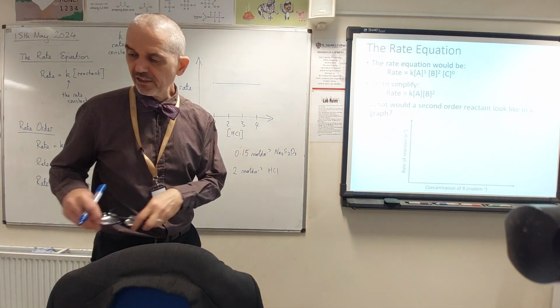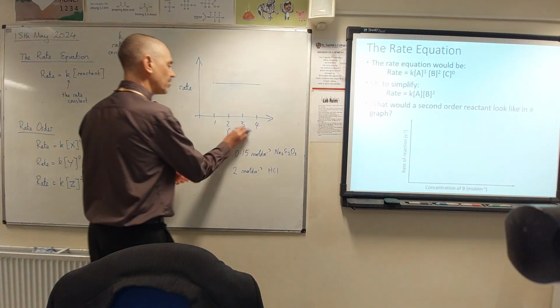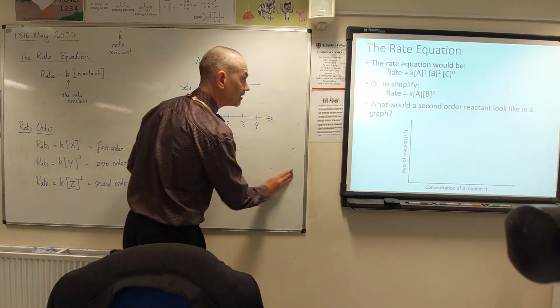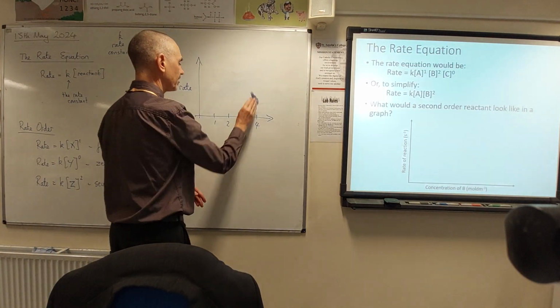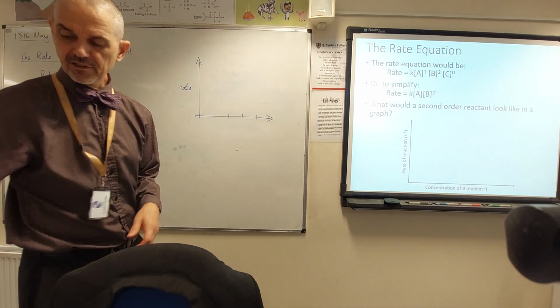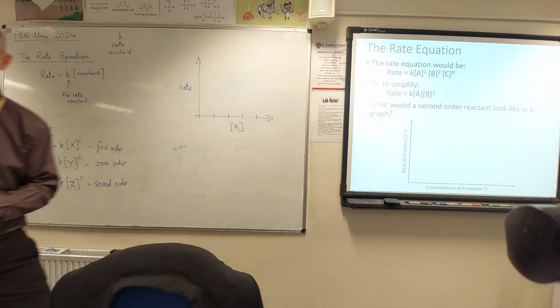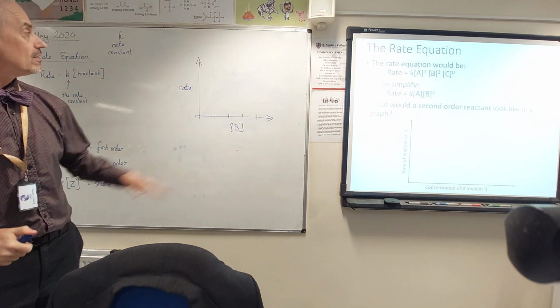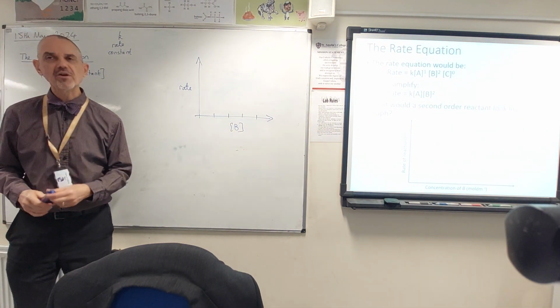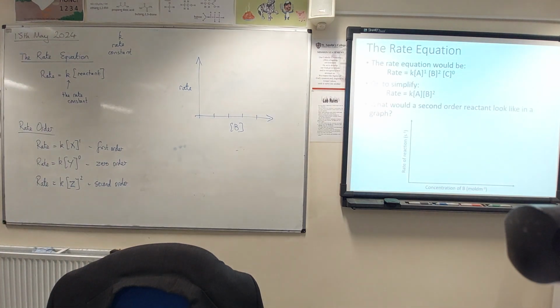All right, well, let's just finish with our second order reactant, whatever it was, B, wasn't it? So let's have concentration of B here. We're just changing the concentration of B, and we're measuring the rate. What would that graph look like? Just draw me one more.